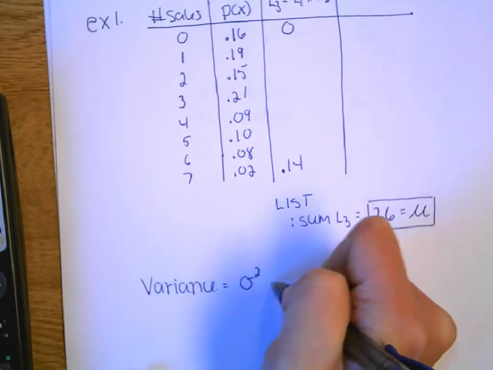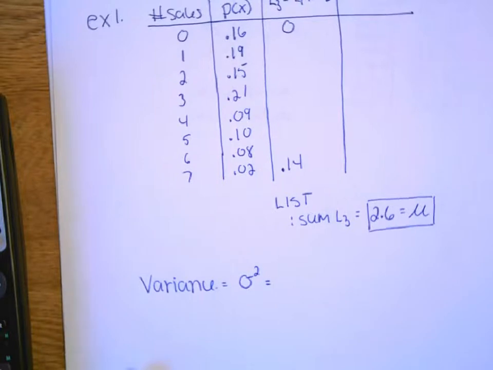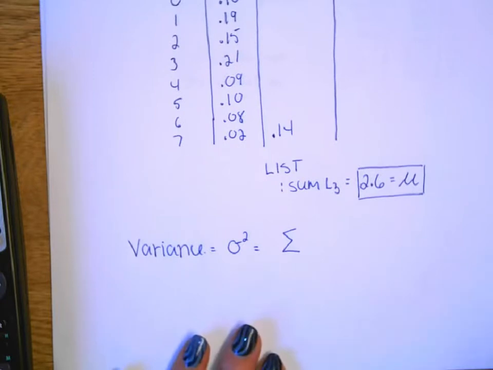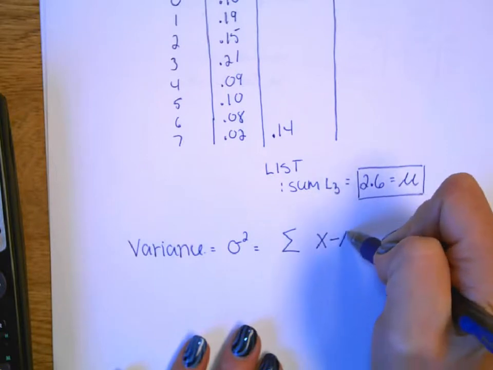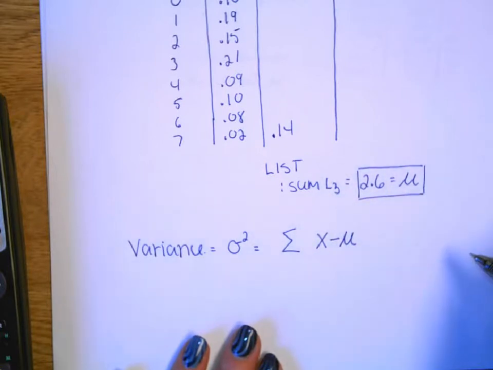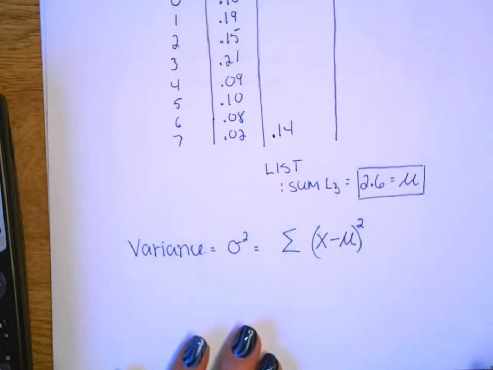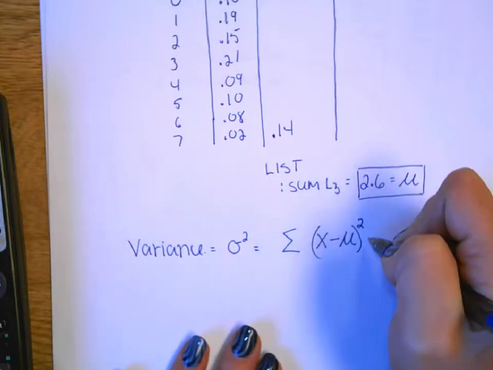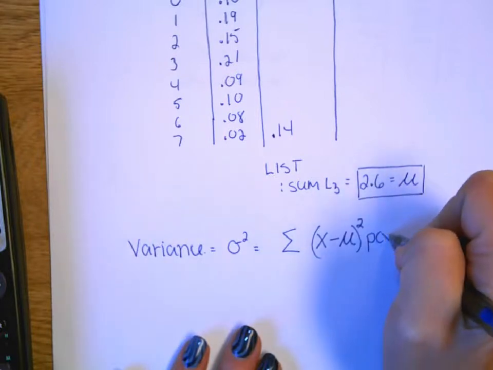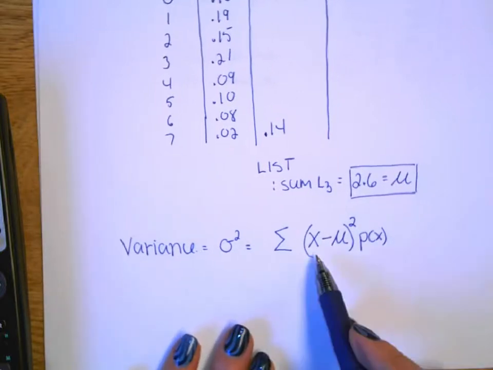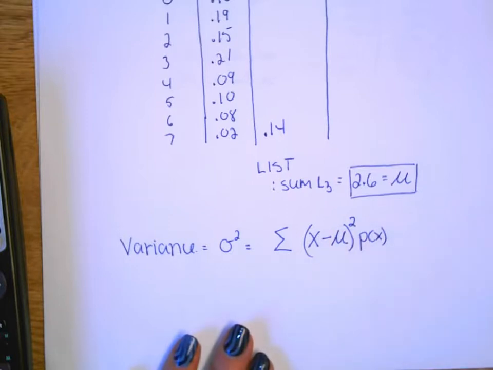Which is your sigma squared, says you're going to add up, take each x value, subtract the mean, take each of those differences and square them, and then multiply that answer by its probability. And we can do this all in one list. So you couldn't do it before you find it? No, you'd have to find the mean first.